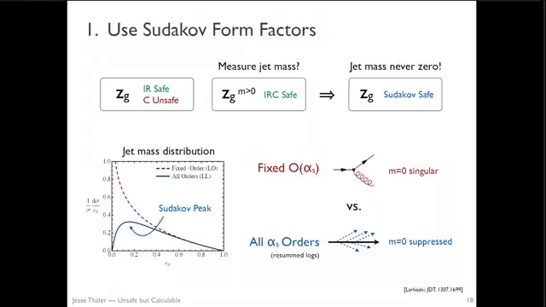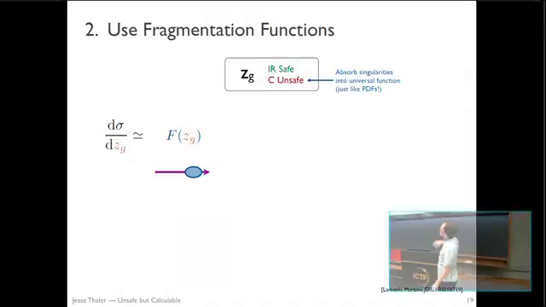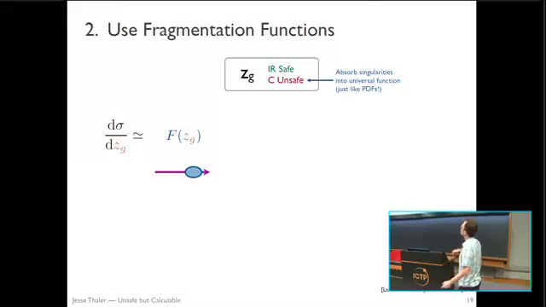Just for the experts, let me tell you another way of doing this calculation. Another way of doing this calculation is using fragmentation functions. This z_g distribution is something that's infrared safe but collinear unsafe. But collinear unsafety is something that hadron collider physicists encounter all the time. Anytime you interact with a parton distribution function, strictly speaking, you're interacting with a collinear unsafe observable. And what these parton distribution functions do is not only give you non-perturbative information about how a quark or a gluon is extracted out of a proton, but also absorb collinear singularities into these universal parton distribution functions.